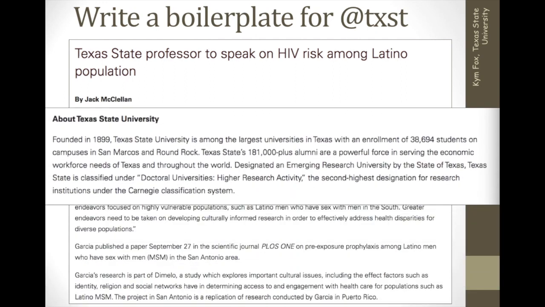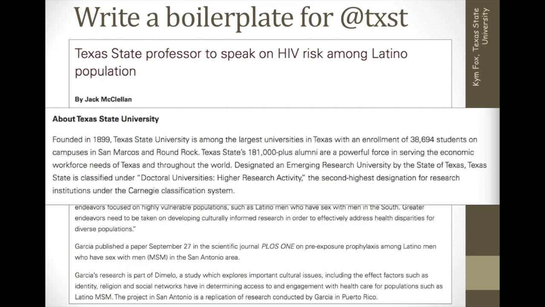This is a standard Texas State boilerplate. About Texas State University, and that's how they had it at the bottom of the press release. Founded in 1899, Texas State University is among the largest universities in Texas with an enrollment of 38,694 students on campuses in San Marcos and Round Rock. Texas State's 181,000 plus alumni are a powerful force in serving the economic workforce needs of Texas and throughout the world. Designated an emerging research university by the state of Texas, Texas State is classified under doctoral universities' higher research activity, the second highest designation for research institutions under the Carnegie classification system.